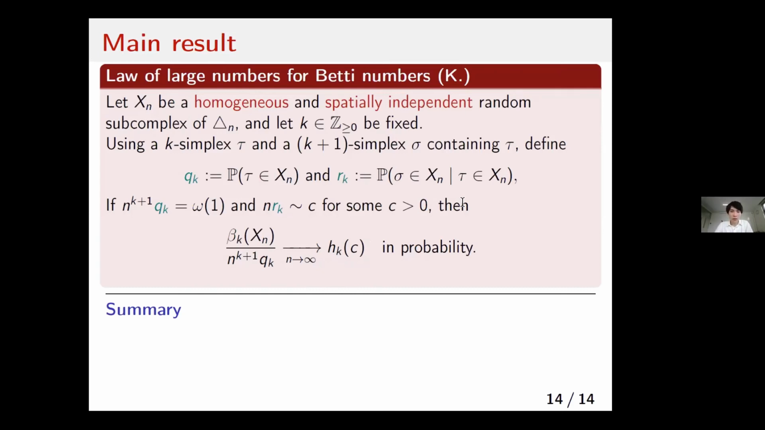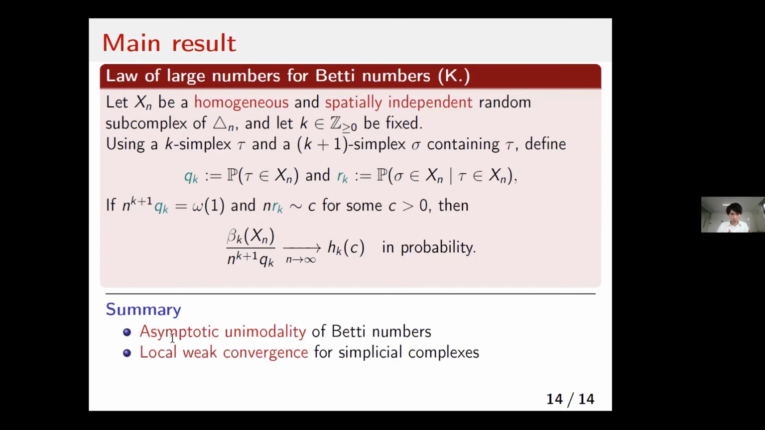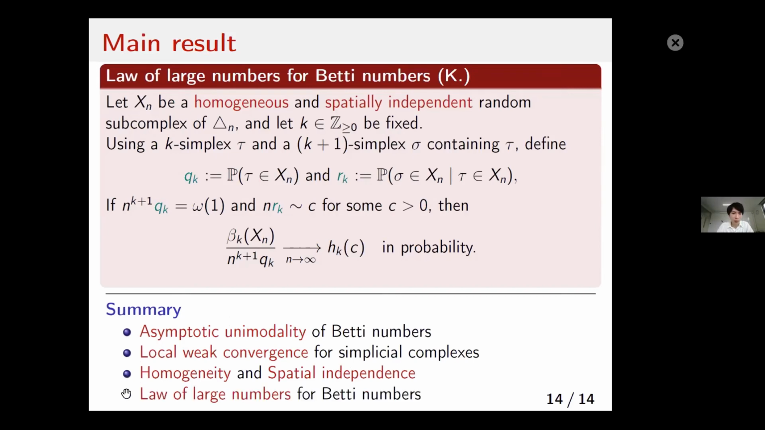So at the very end of my talk, let me summarize my talk today. First, I talked about the asymptotic unimodality problem of Betti numbers of random Clique complexes. And for the proof, the notion of local weak convergence for simplicial complexes is crucial. And we pointed out these two properties, homogeneity and spatial independence, are the key for the proof. And lastly, we stated the law of large numbers for Betti numbers.